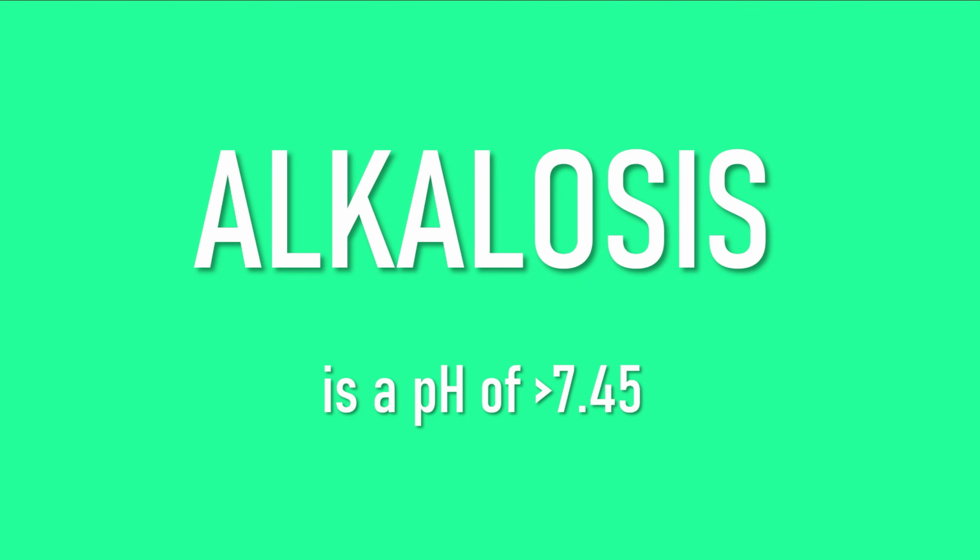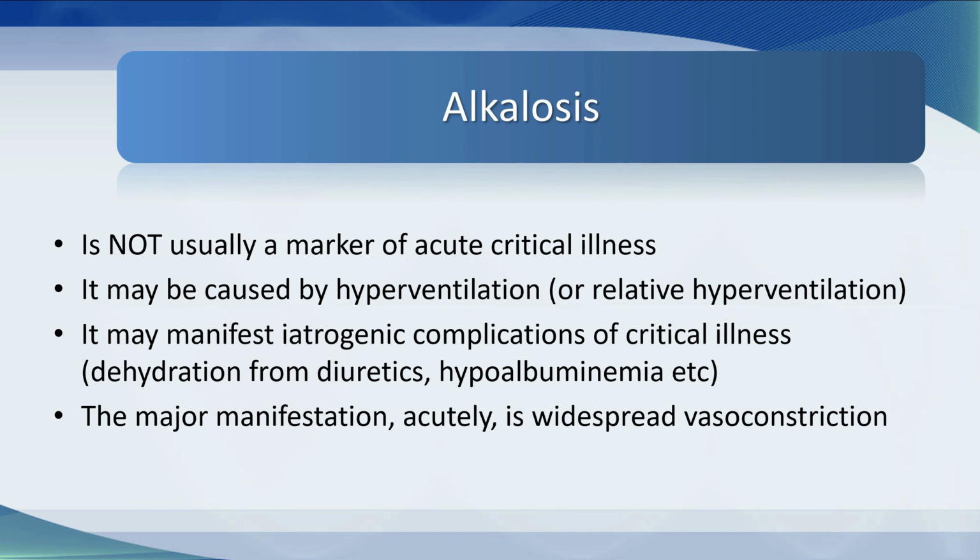An alkalosis is a pH in excess of 7.45. It is usually not a marker of acute critical illness. You can certainly see it in some limited circumstances that I will visit later in this course, but rarely do patients actually come in acutely critically ill with alkalosis. Maybe 2 or 3 in 100 patients that we see in our clinical practice.